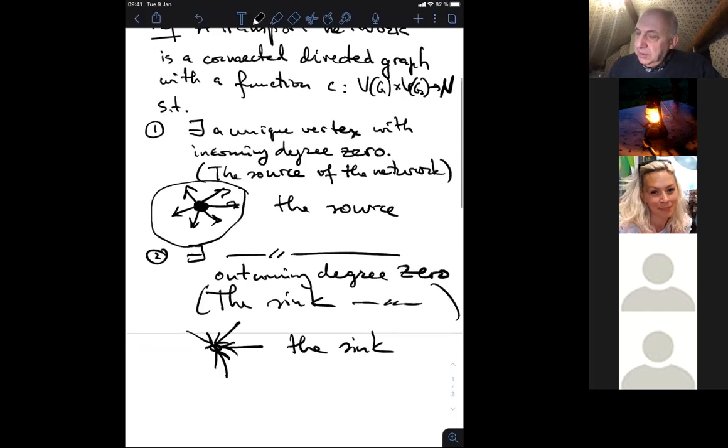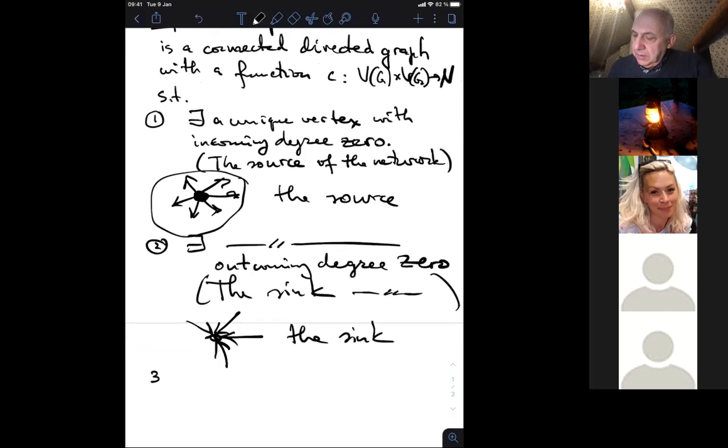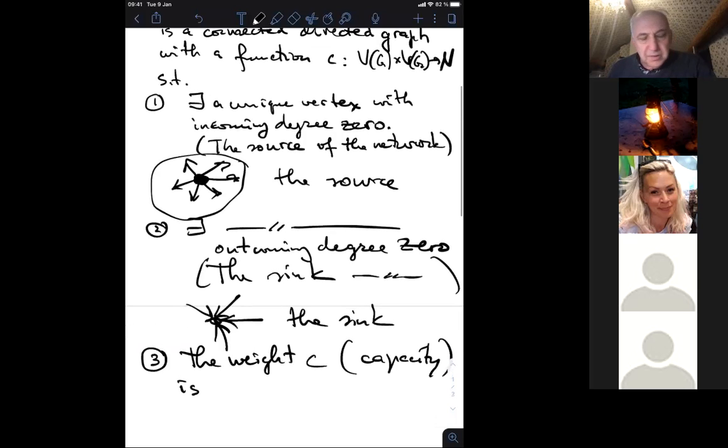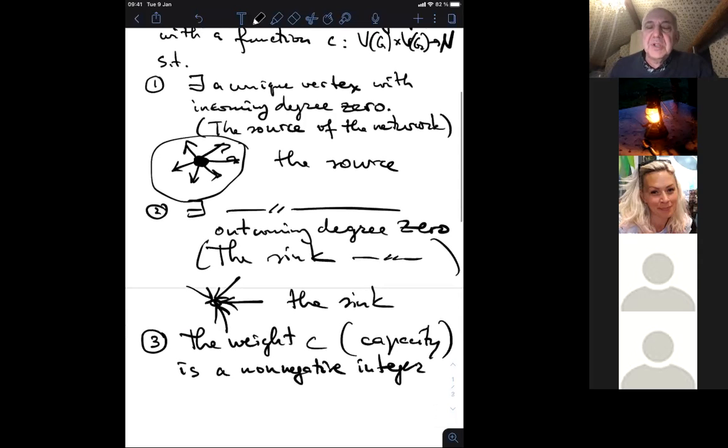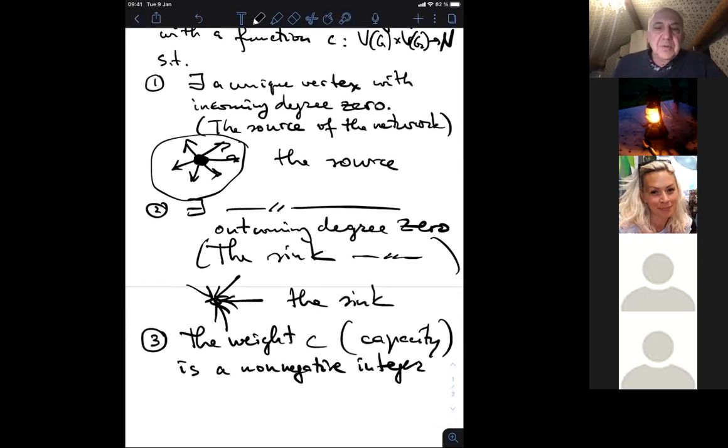Okay, and the weights, the weight C in this area, is called the capacity of the edge. It is a non-negative integer, and it can be positive only on the existing edges of the graph, of course. For a non-edge, the capacity should automatically be 0.